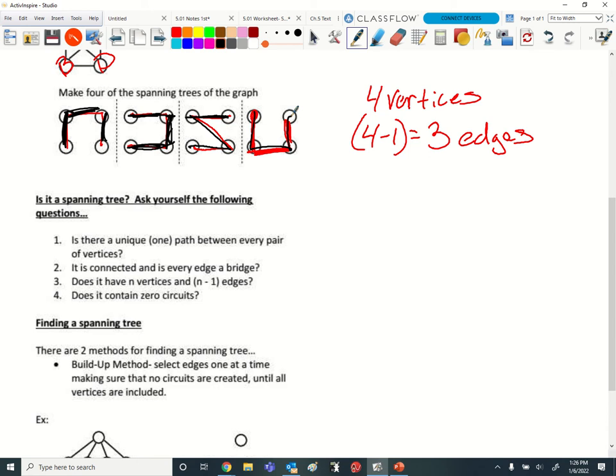Does it contain zero circuits? I don't like the way they say that, so I'm going to give it number five right here. And that's going to be has no circuits.